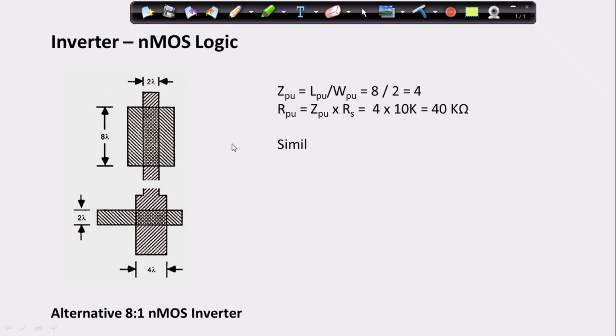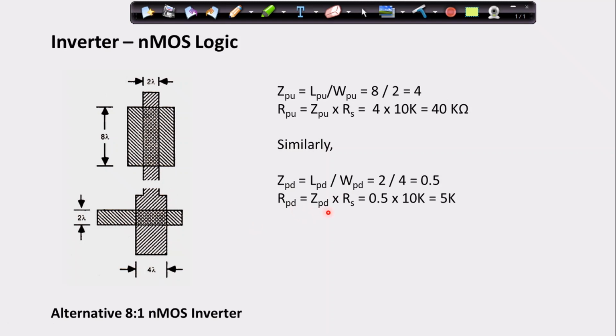In a similar fashion, for the pull down region, that is the length of the pull down divided by the width of the pull down, 2 divided by 4 will result in 0.5. So the total resistance across the pull down transistor is equal to Z pull down into RS. Since RS is 10k, I'll be getting 5 kilo ohm. So the total power dissipated when the transistor is on is given by V square by R pull up plus R pull down.